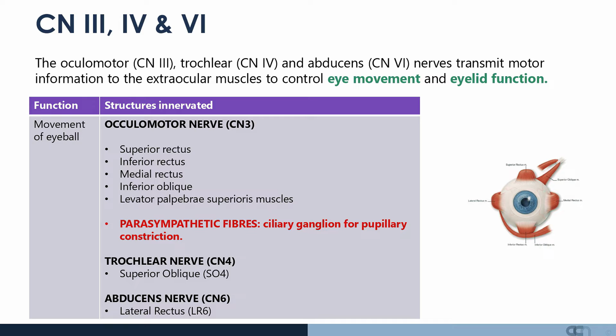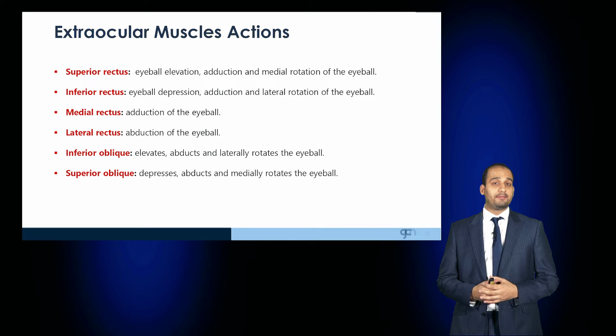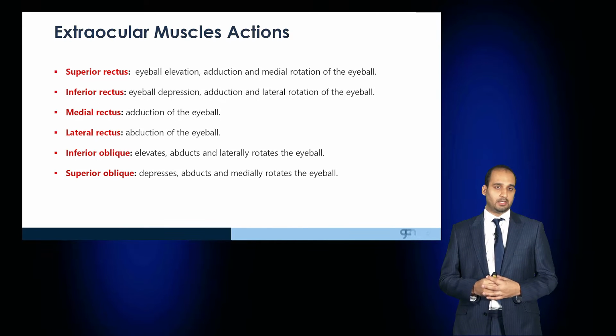The fourth cranial nerve, the trochlear nerve, innervates the superior oblique, and the sixth cranial nerve, the abducens nerve, innervates the lateral rectus, and we use the mnemonic LR6SO4 to help remember this. You should be aware of the various actions of the extraocular muscles.